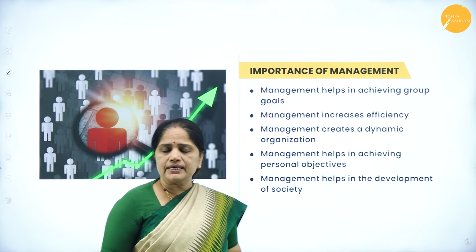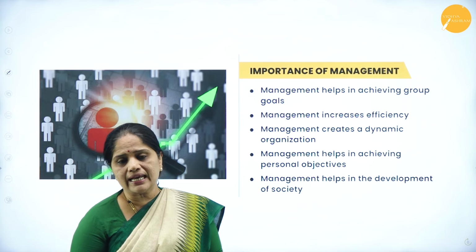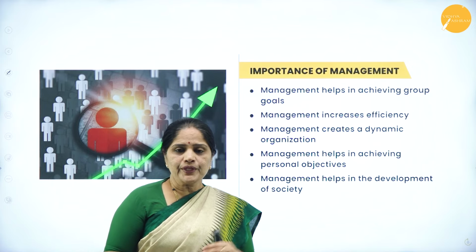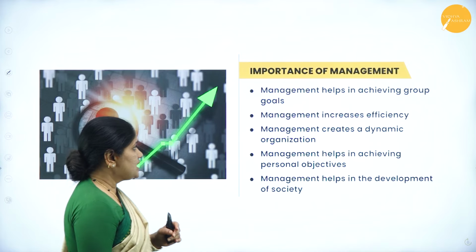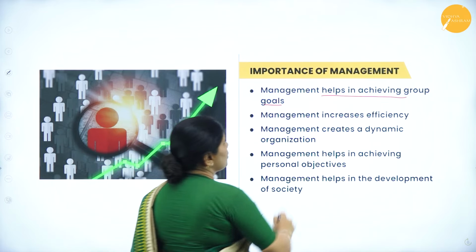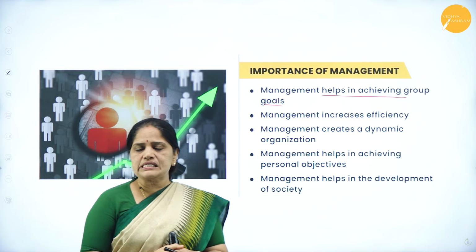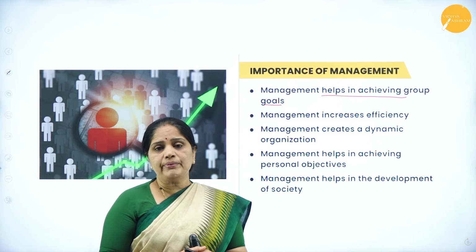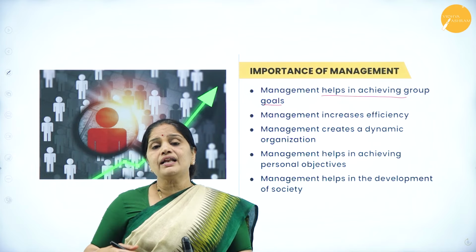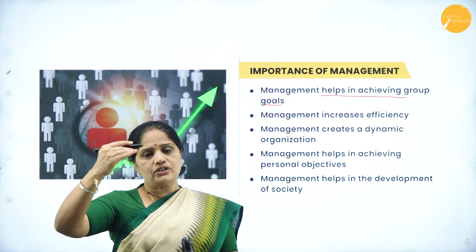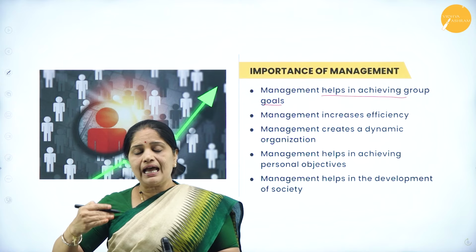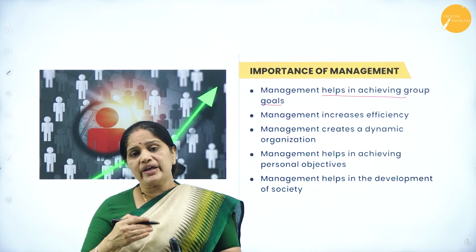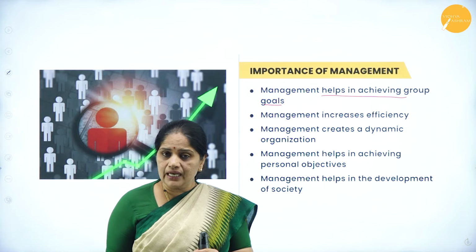Then the next concept is importance of management. This you can expect for a 4 marks question, right? Explain any 4 importance of management. So you should be able to answer this question. The first one is management helps in achieving the group goals. Whatever goals have been decided for the organization will be decided by the top management, and these goals will be converted into plans at every level of management. Depending on the goals set by the top management, the middle level and the lower level management will be setting down the goals for their departments. So in this way, management helps in achieving the group goals.